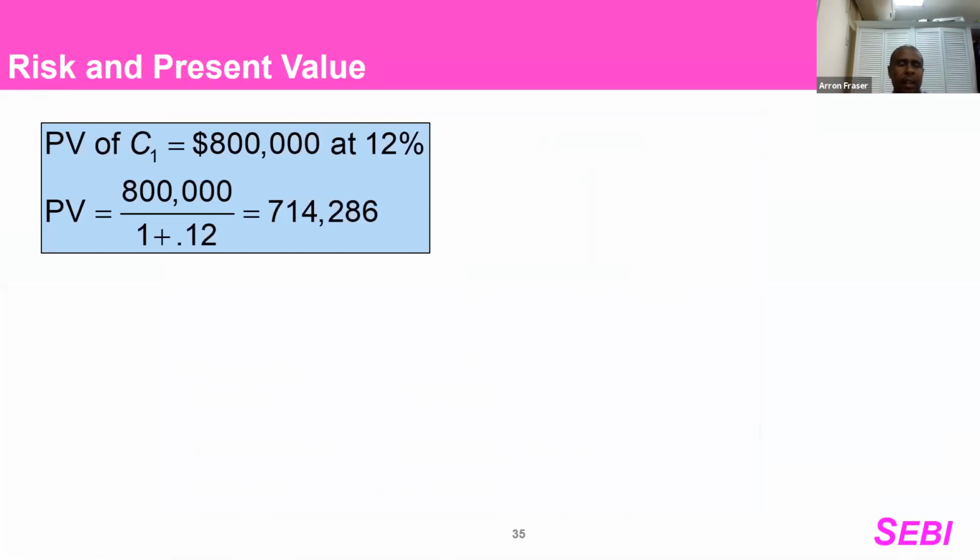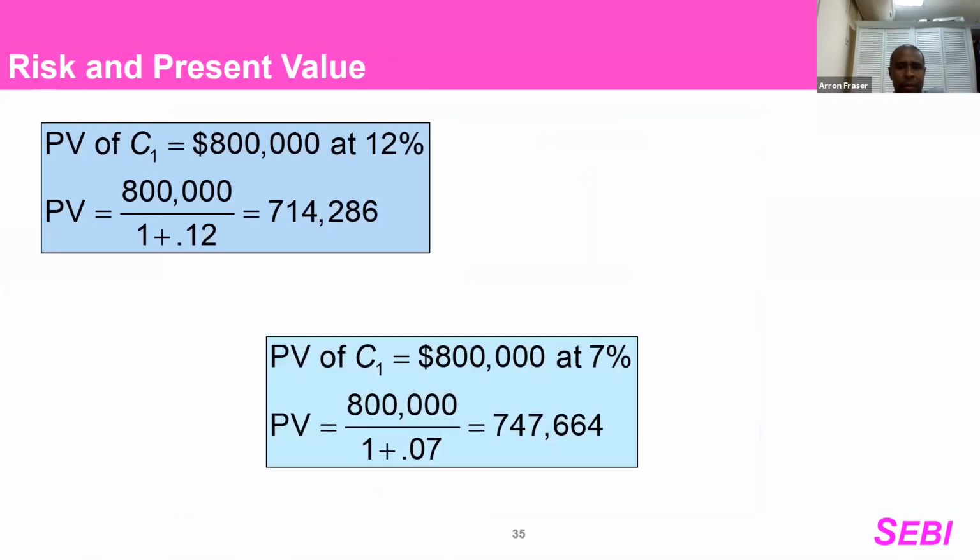So, risk and present value. The higher the risk, so here 800,000 with a comparable risk of 12%, will give you a lower net present value compared to one that is 7%. That relationship you should know: the higher the risk, the lower the present value; the lower the risk, the higher the present value.